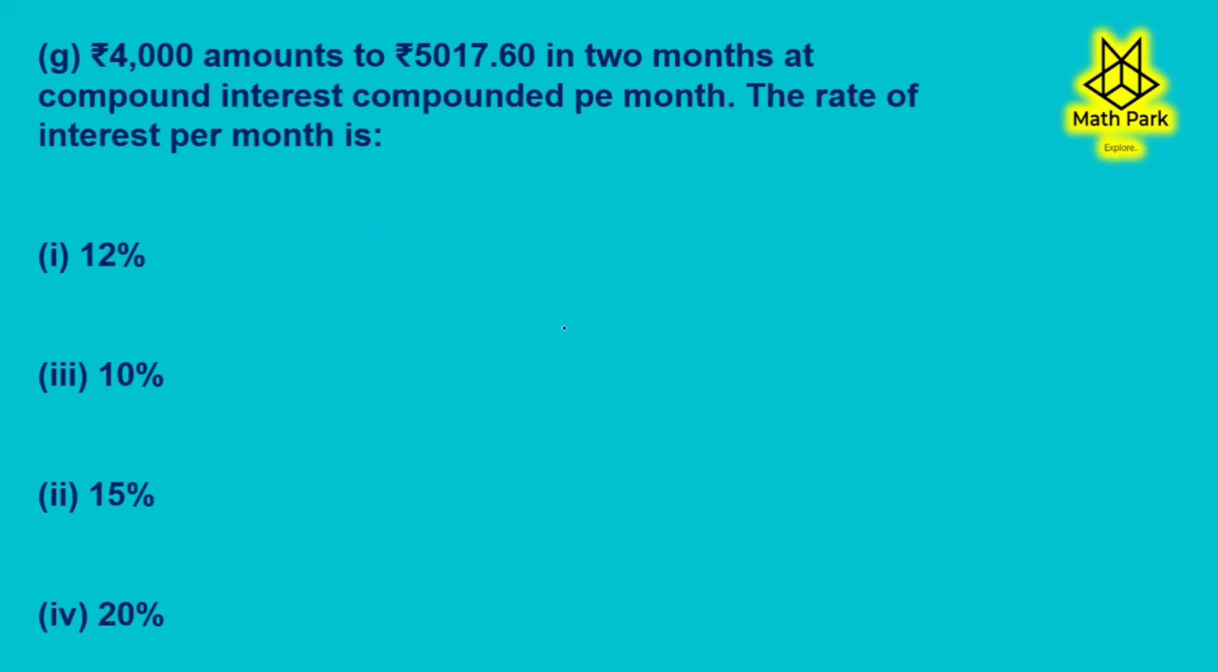The last MCQ of 3A: rupees 4,000 amounts to rupees 5,017.60 in 2 months, with compound interest compounded per month. The rate of interest per month is? Okay, now we put the formula. Amount is 5,017 rupees and 60 paisa, equal to principal 4,000 in bracket 1 plus r upon 100 raised to n, which is 2 months, per month we are finding.